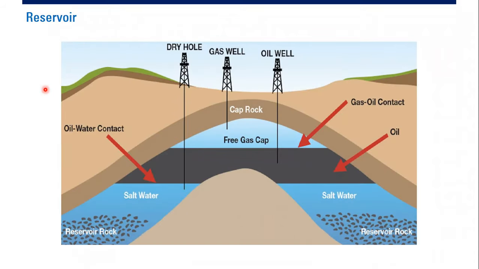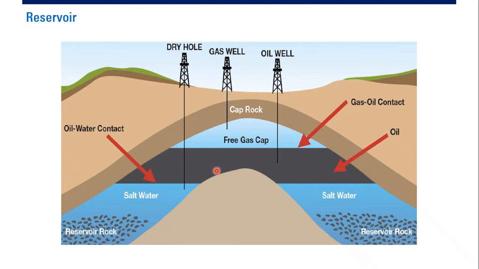Let's say we have a reservoir, and this is the basic structure of the reservoir. We have reservoir rock. It has porosity, to contain the fluid, to store the fluid. And then, of course, below we have salt water or aquifer. And then above we have oil. And then we have gas cap. This should be very clear for you. Aquifer, oil, and then gas cap.